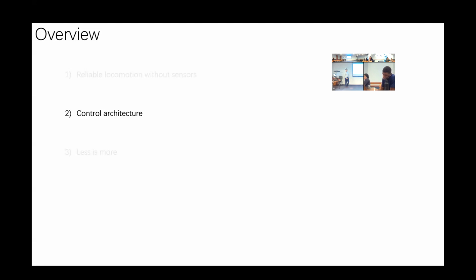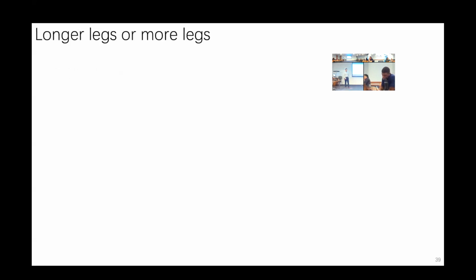Before my presentation, let me ask you a question. If we wish to have higher speed or longer stretch, do we want longer legs or more legs? We typically want longer legs. But can we improve the speed with many legs? So this will be the research topic of the second half of my talk today.